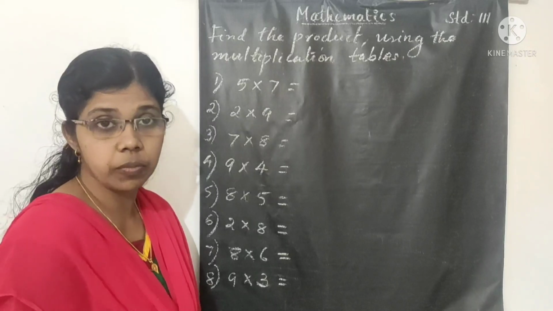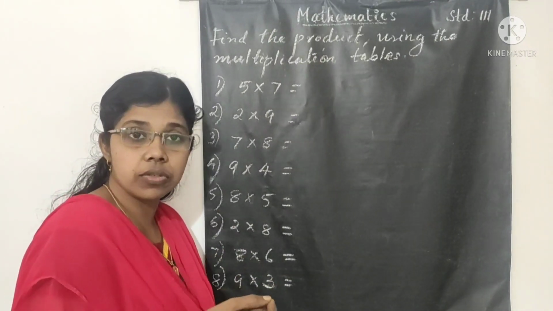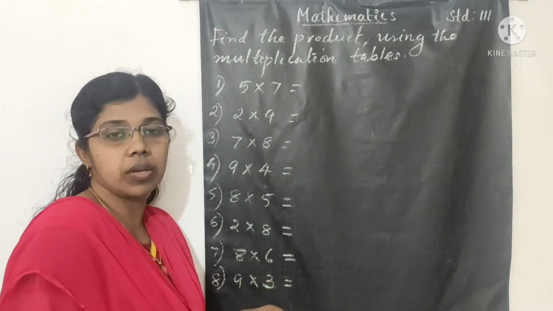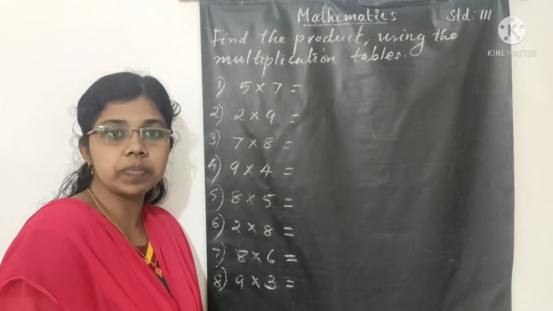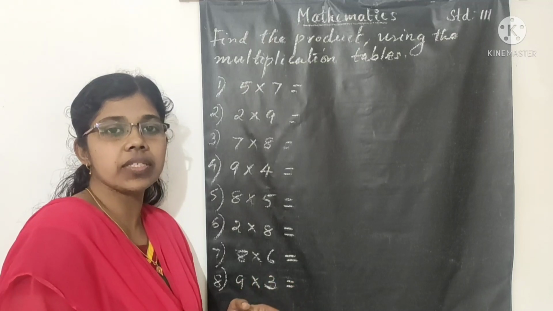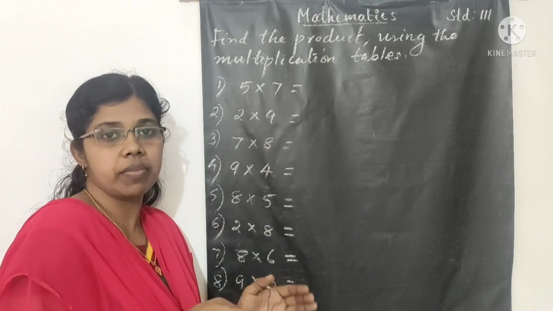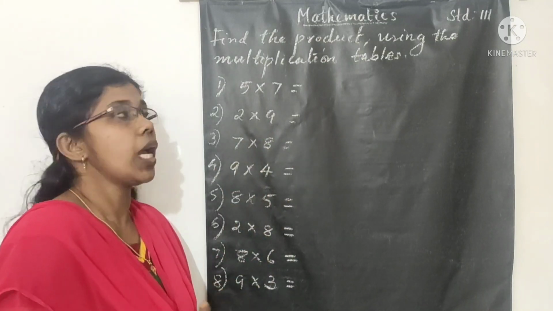Find the product. Product means what? Multiplication answer is called product. Find the product using the multiplication table. All students know the multiplication table? Yes. If you know the multiplication table of 1 to 10, learn by heart. Yes, our first question.